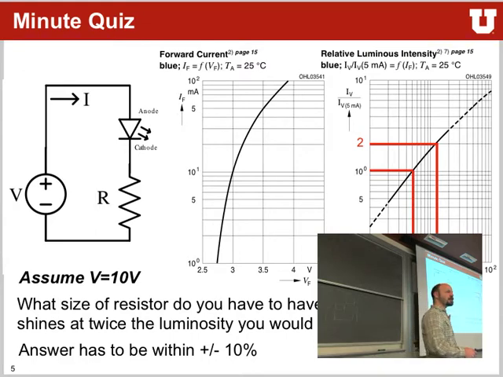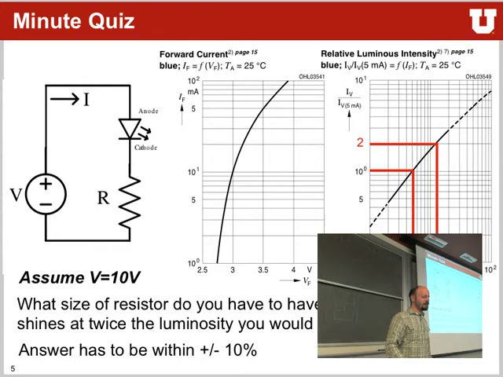Any questions? Yes? Isn't it more like 3.1, 3.2? You're right. Wait, no, it's 5. That's 50, right? No, it's 15. Oh, it is 50. You're right. So it should only be like... Good. So it's more like down here somewhere. Yes, you're absolutely correct.